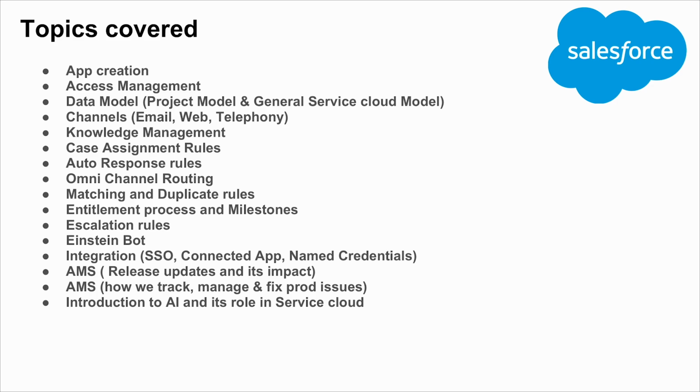We will also understand matching and duplicate rules and their importance. Then we understand the importance of the entitlement process and milestones in any Service Cloud implementation. We will also go through a quick example and requirement on Einstein bot and how it helps to increase the efficiency of contact center agents. Next, we will also look into some integration related topics. Lastly, we will also go through some AMS related activities like release updates and their impacts.